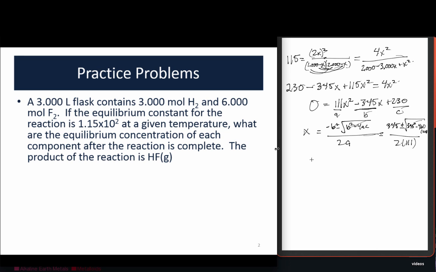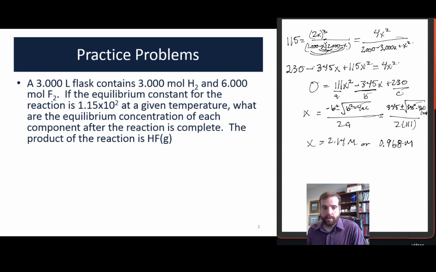And when you solve this, you get x is equal to 2.14 molar or 0.968 molar. So the quadratic formula will always give two answers. There can only be one correct answer, so one of them has to be wrong for some reason. Sometimes you'll find a negative concentration. You can never have negative concentrations. In this case, they're both positive, so we can't necessarily eliminate one just by the sign.